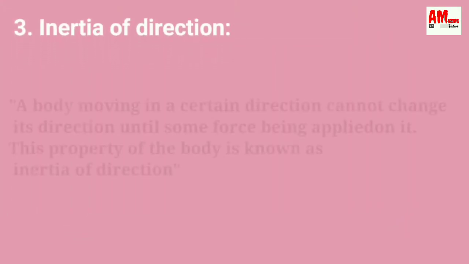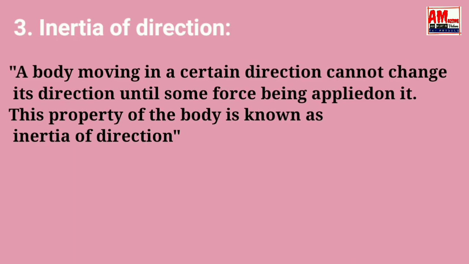Let us see inertia of direction. A body moving in a certain direction cannot change its direction until some force is applied on it. This property of the body is known as inertia of direction. Simply, we can say the tendency of a body being unable to change its direction is known as inertia of direction.